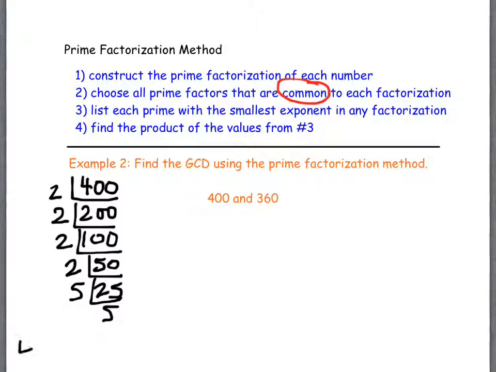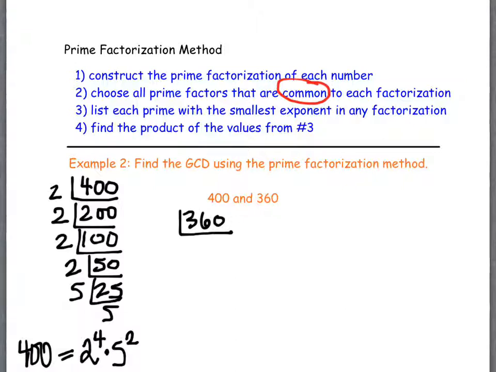Let's actually write this one out. This number was originally 400. In prime factorization, this is 2 to the what? How many 2's do I have? 4 of them. Times 5 to the what? Squared.